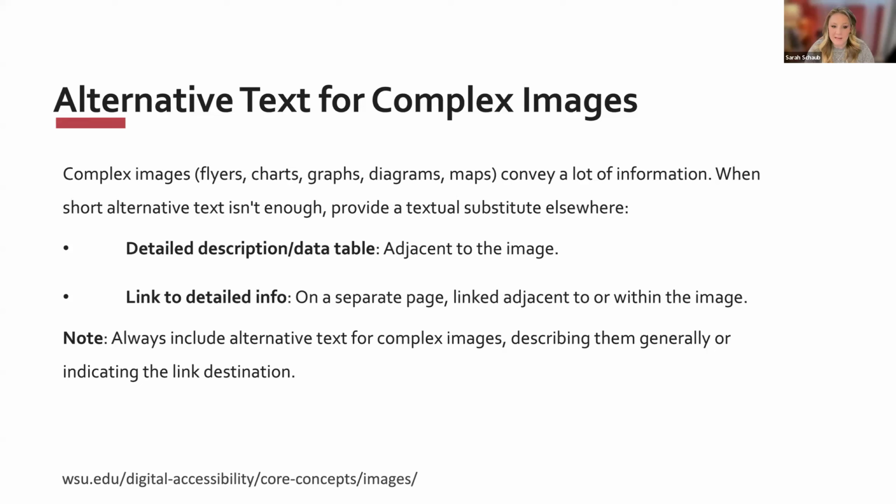So when short alternative text isn't enough, you need to provide a textual substitute elsewhere, whether that's a detailed description or a data table adjacent to the image, or whether you need to link to additional detailed information. That can be on a separate page, linked to or within the image. So always include alternative text for complex images, describing them generally or indicating the link destination. And as I'm sure some of you can imagine, that can get really complicated as you're trying to describe more complex images.